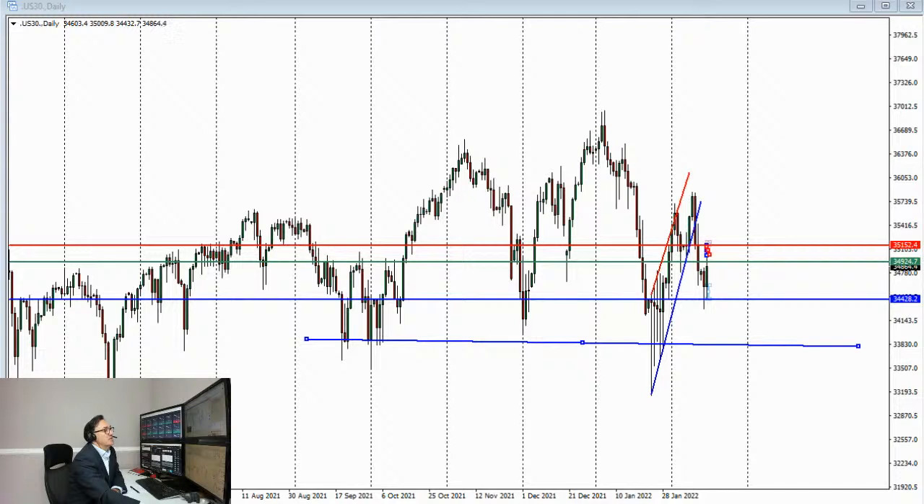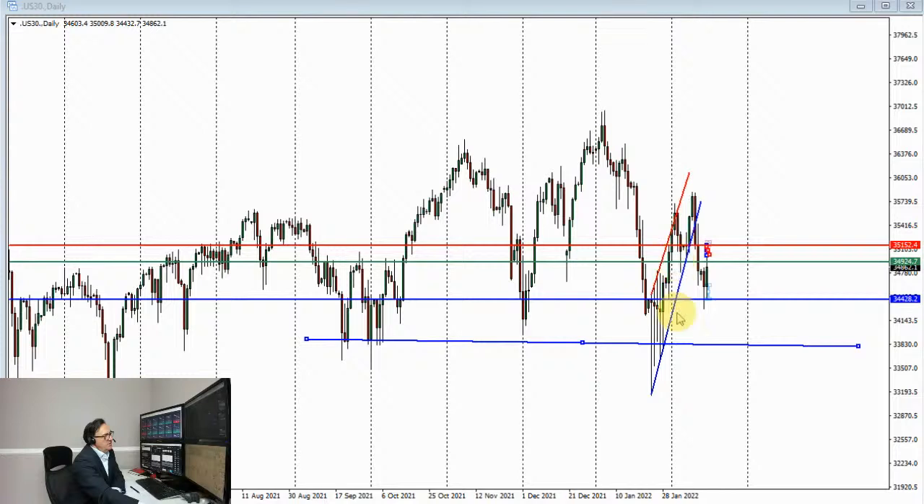Oh, you're in Wales. Okay. CAD Japanese yen. Okay, I don't normally look at that currency pair, but we'll check it out.